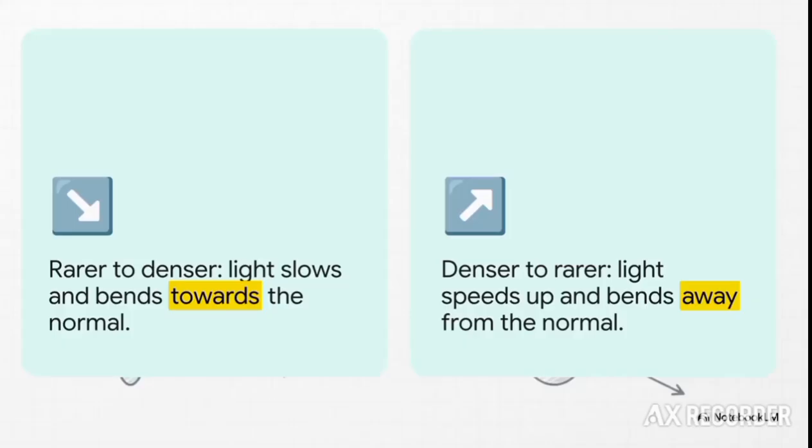Simply put, refraction is the bending of light when it travels from one medium to another. But why does it bend? Well, it's actually because light travels at different speeds in different materials. The rule for this bending is beautifully simple. If light goes from a rarer medium, like air, into a denser medium, like glass, it slows down and bends toward the normal line. But if it escapes from that denser glass back out into the rarer air, it speeds up and bends away from the normal. Basically, the speed dictates the steering.